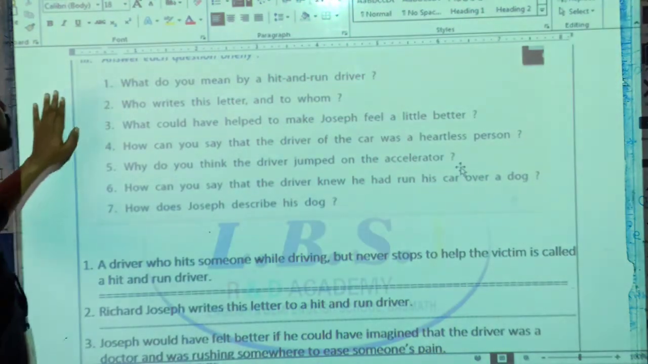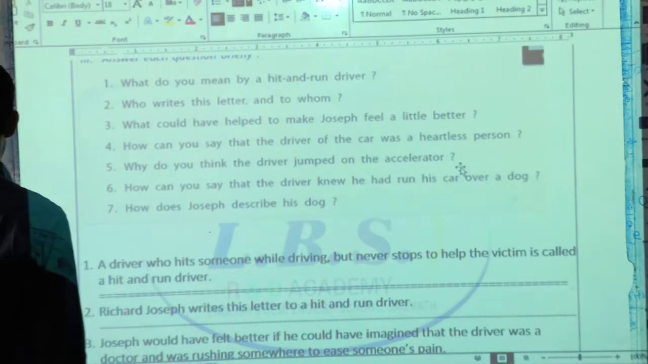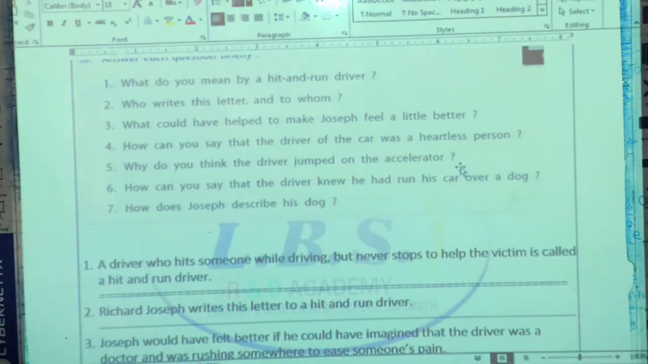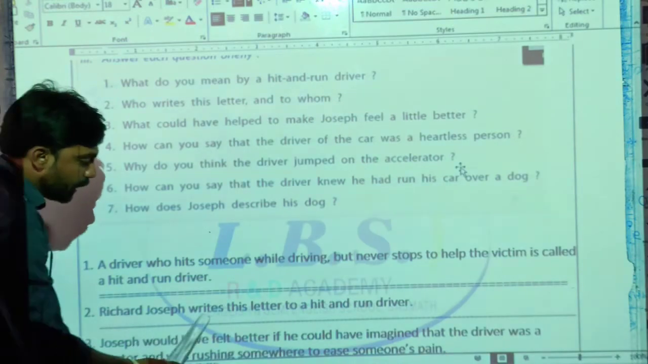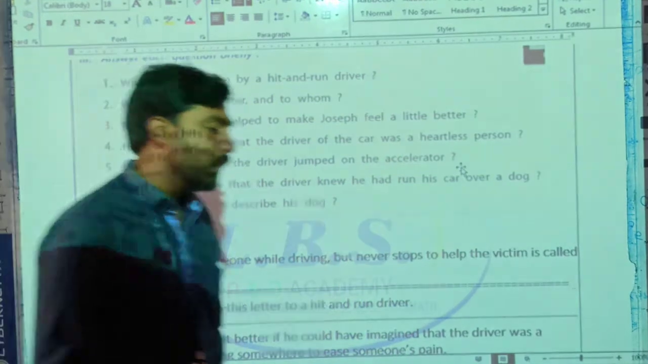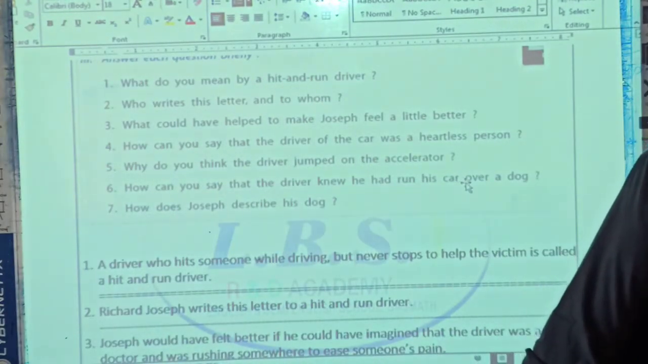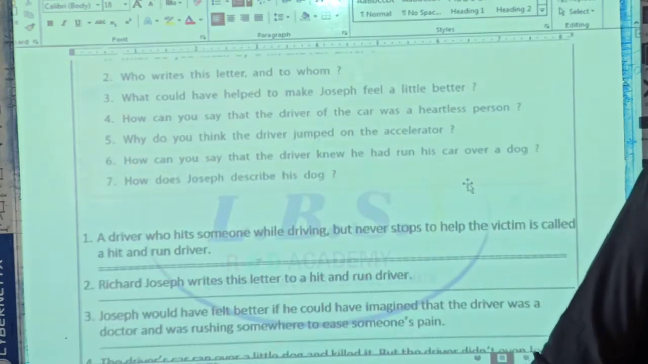Okay. Second question: who writes this letter and to whom? So just think of the answer. What should be the answer? Who writes this letter and to whom? As we all know, the answer is here. Richard Joseph writes this letter to the hit and run driver. So the owner of the dog is Richard Joseph and he wrote this letter to the hit and run driver.